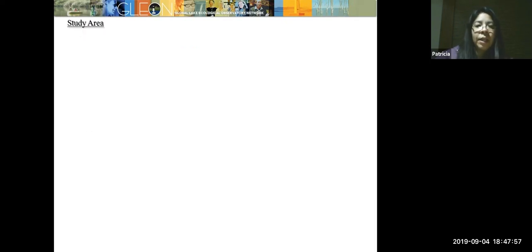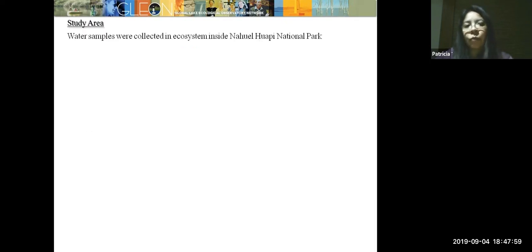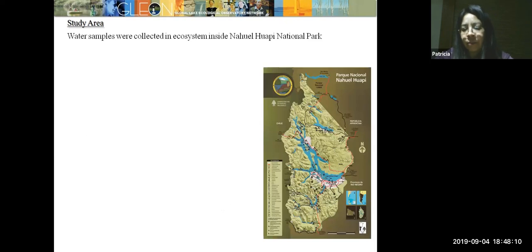The water samples were collected inside Nahuel Huapi National Park. This is one of the first national parks that was created in Argentina. It's a very extensive area, but it also has some cities and settlements inside, because the national park was created after the creation of a city.